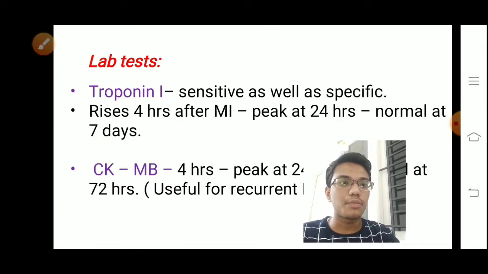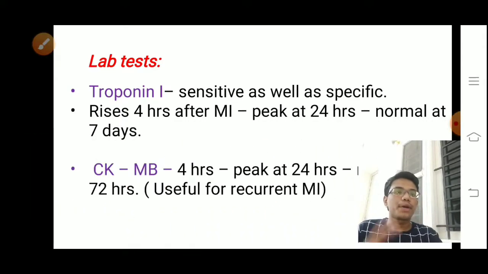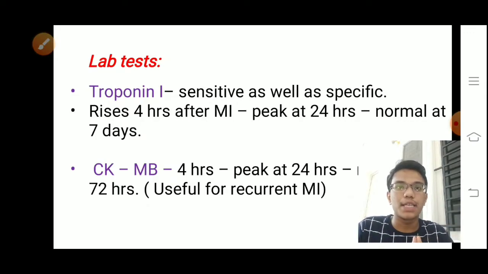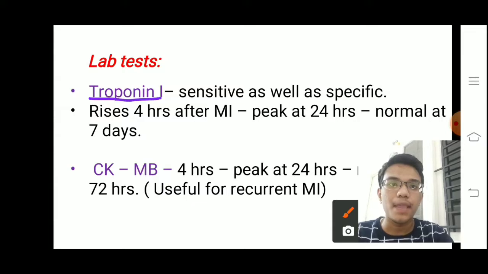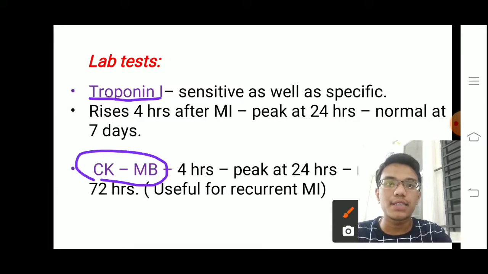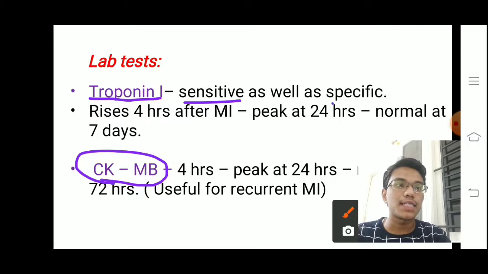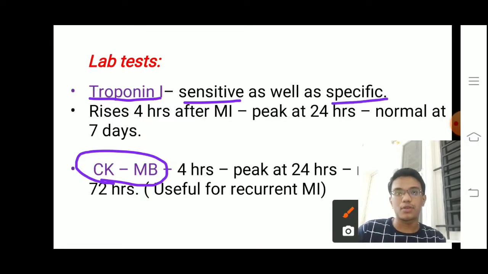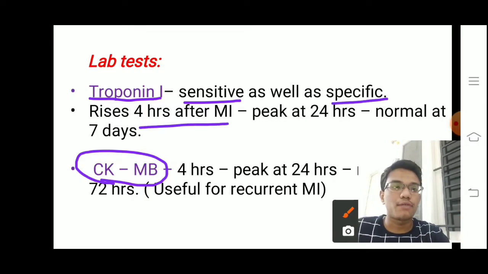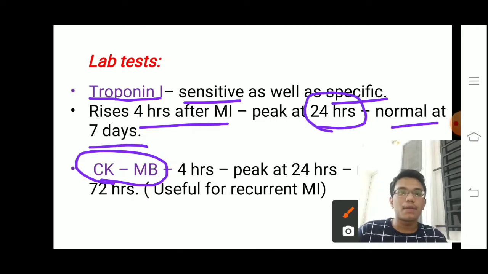Now let's go to the lab test. This is one more important topic to be discussed. The two main enzymes or key markers you should detect in case of MI are troponin I and CKMB, creatine kinase. Troponin I is sensitive as well as specific for MI. It rises 4 hours after the myocardial infarction, reaches the peak at 24 hours and returns to normal at 7 days. So 1 day, 1 week, like that you can remember.